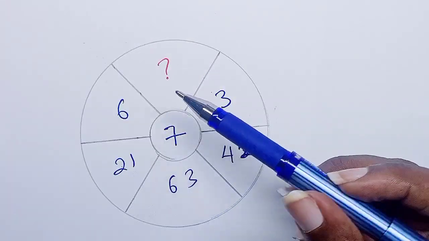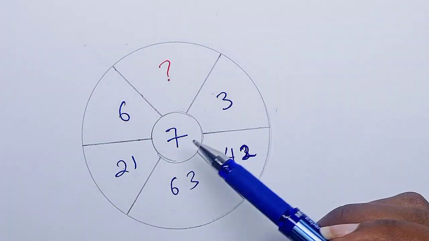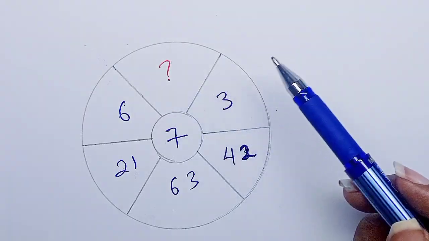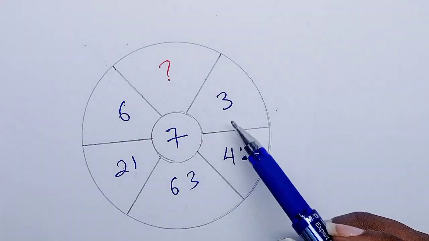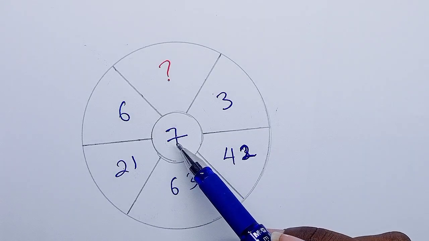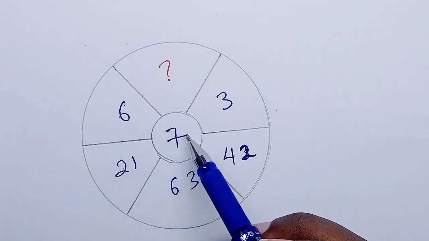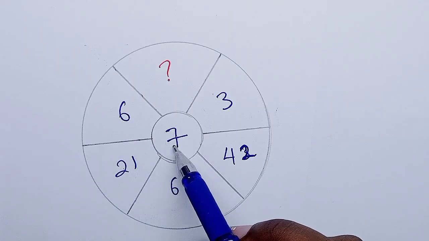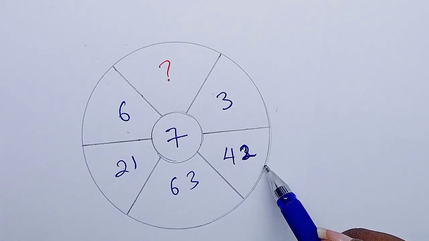We have this. Here we have 6, 21, 63, 42, 3, 7. Which value do you think comes here? As you can see, you can pause and work it out. But as you can see, 7 is strategically put in the center here. There is a reason for that. And that reason is you take this number, multiply it by the center value 7, and then put the value in the opposite segment.